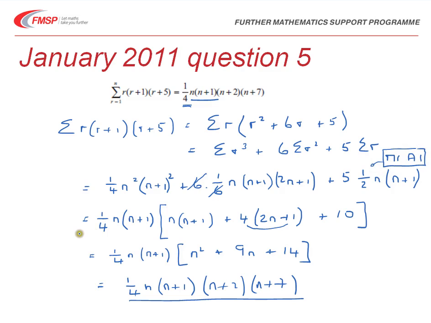The next method mark comes for the factorization of n and n plus 1. So M1 at this stage, regardless of what else you get. So as long as you factorize out the n and the n plus 1, there's a method mark then. And then the accuracy marks at the end are firstly for this line where you've grouped together the things in the square bracket, and if that is completely correct, A1, and finally for the final factorization. So there's the 5 marks allocated to that part of the question.